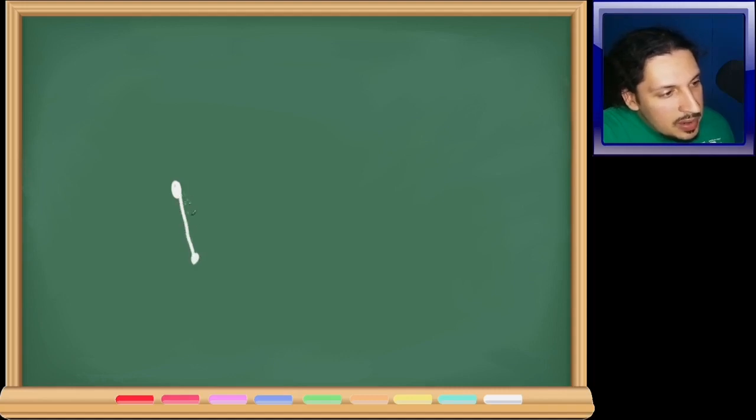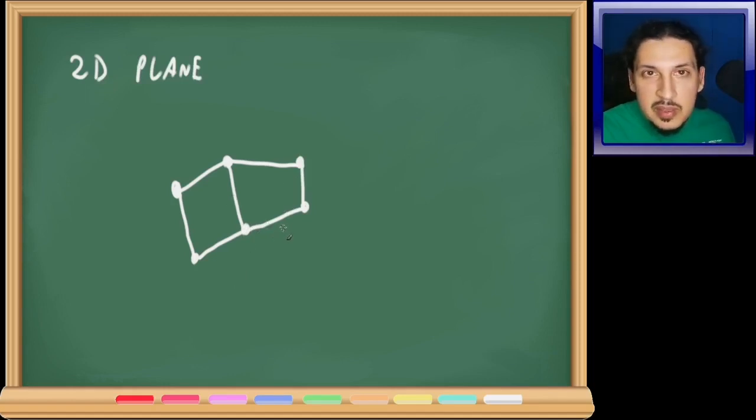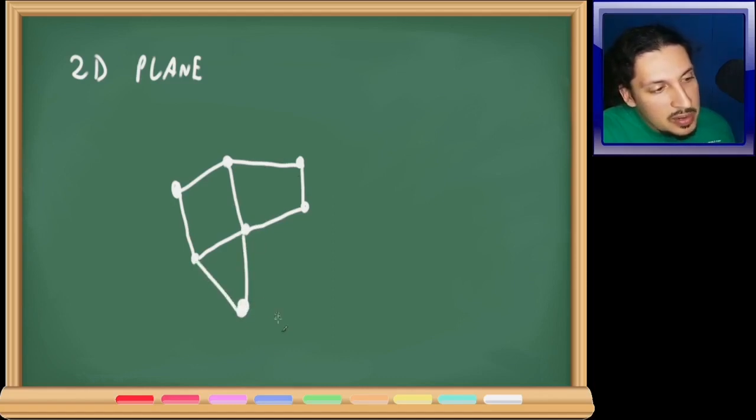Well, a planar graph is just a graph that can be drawn on the plane, on the 2D plane, without intersections. More precisely, without two lines, two edges of the graph intersecting in the drawing. So this would be a pretty simple planar graph. This would also be a planar graph.